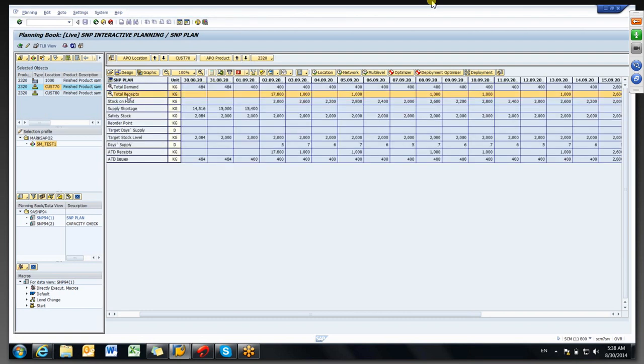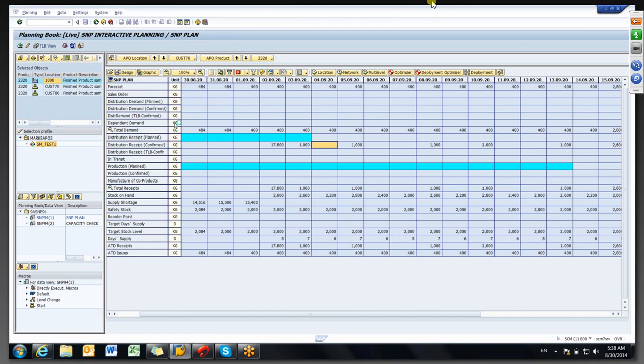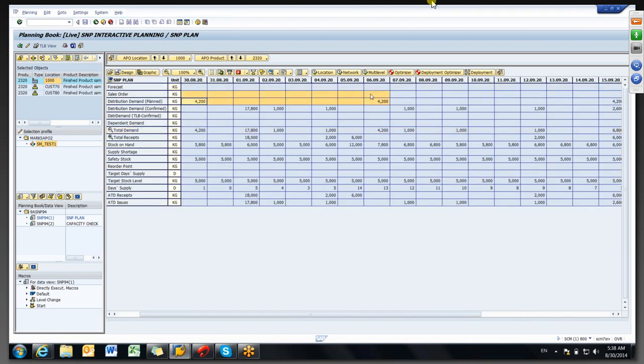So here, regarding the deployment, when we generate a heuristic at ship-to party level, it will generate planned orders, sorry, purchase requisitions plan. That will show here as a distribution receipts plan. The same demand at the 1000 plant location will show as a distribution demand plan. After that, we are converting from distribution demand plan to distribution receipts confirmed by the deployment.